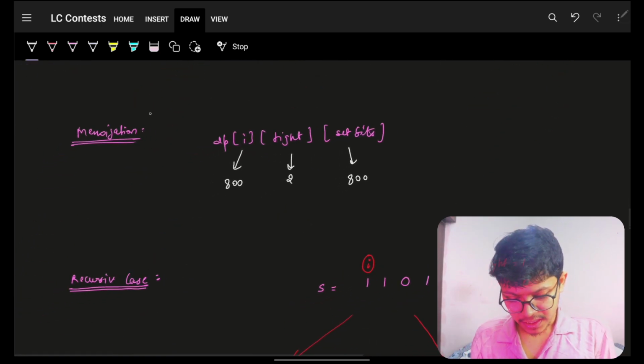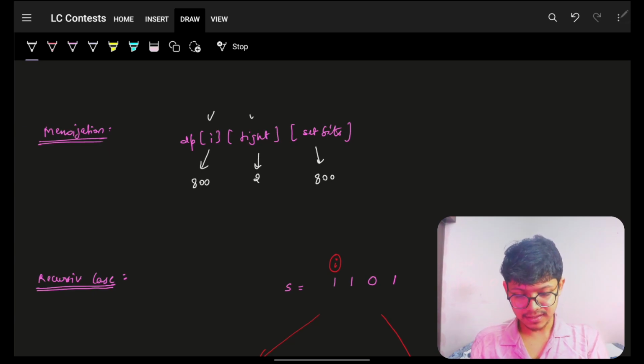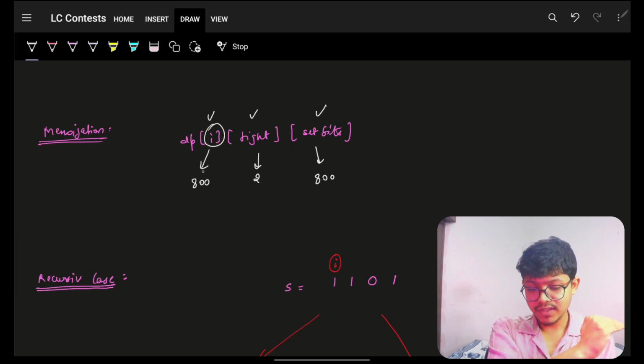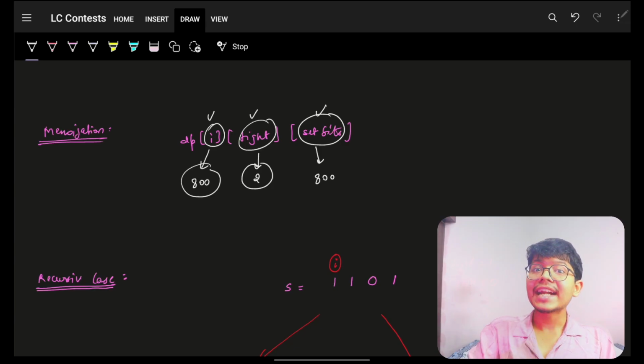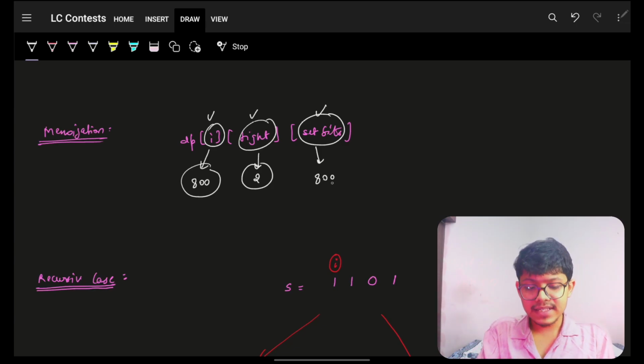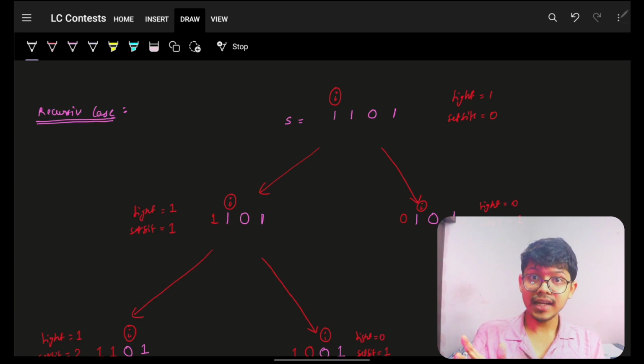Now for simple memoization, we have i, the index, tight, and also set bits. Remember, i is iterating on the string which is of length 800. Tight is either true or false, which means 0 or 1. Set bits is at max, remember, the number of set bits can be 800. Now the actual recursive case, what will it be? Let's see the dry run.